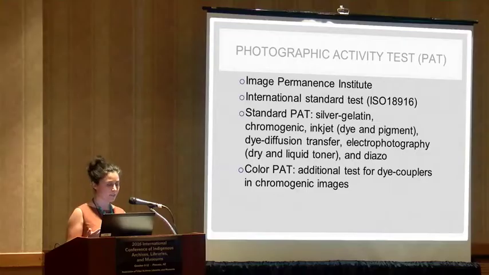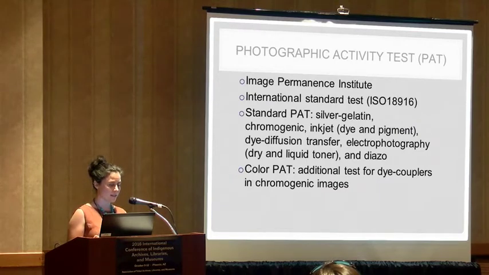The first thing I'll say to look for when buying housing materials is that it has passed the Photographic Activity Test, known as the PAT. This is a test that was developed at the Image Permanence Institute in Rochester, New York, and they've done a lot of wonderful research into photographic preservation.